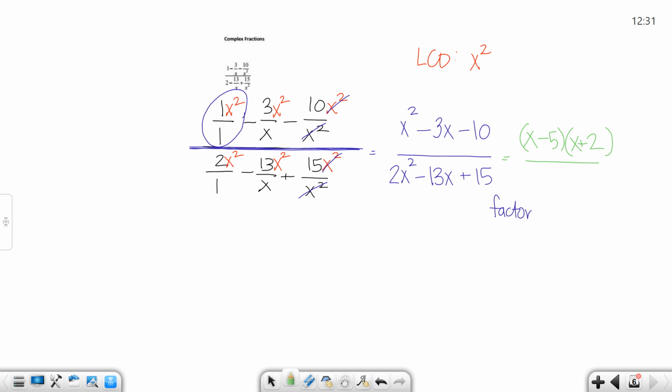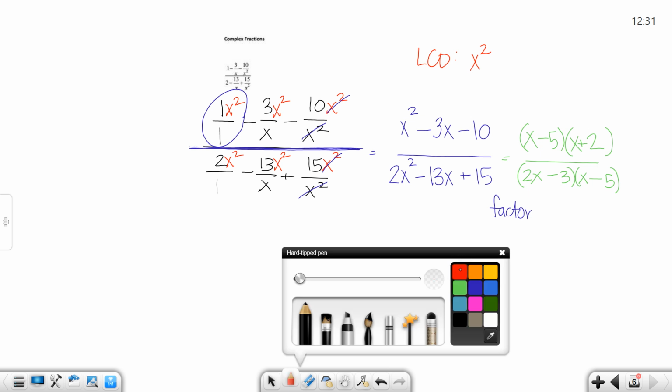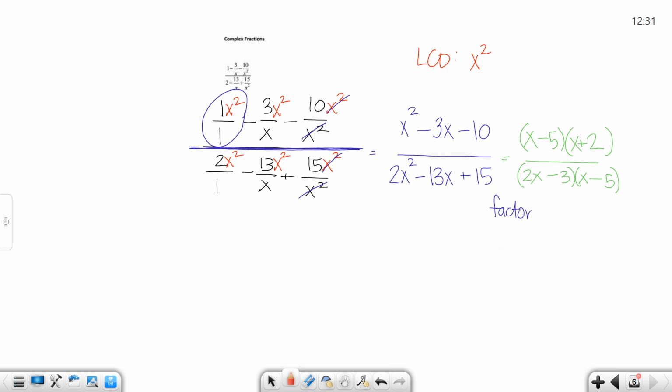Across the bottom, that's a hard trinomial. So to factor that, I'm going to use 5 and 3. So I'm going to put the 5 here and the 3 here. They're the same sign, both negative. The x minus 5's cross out, and your final answer would be x plus 2 over 2x minus 3. That's how it would work. It does not simplify any further.